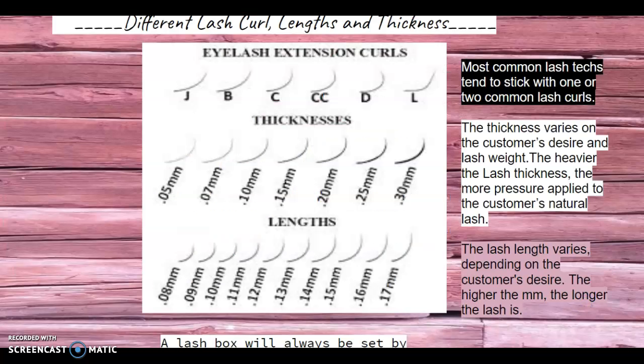Okay, so here we have different lash curls, length, and thickness. As you can see, we start with eyelash curls. You see it ranges from J, B, C, CC, D, L. Those are just curl patterns. I believe the curls are defined by the letters. So you see J kind of looks like a J, and the L looks like an L. That's how they determine those curls.